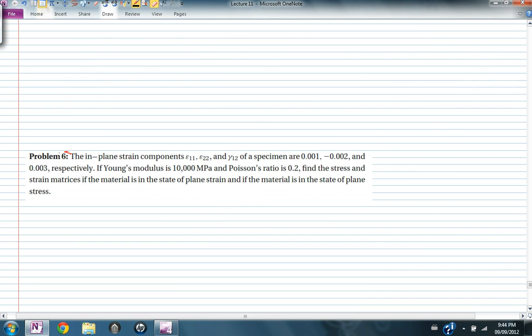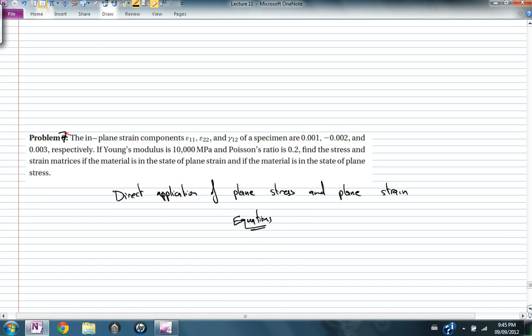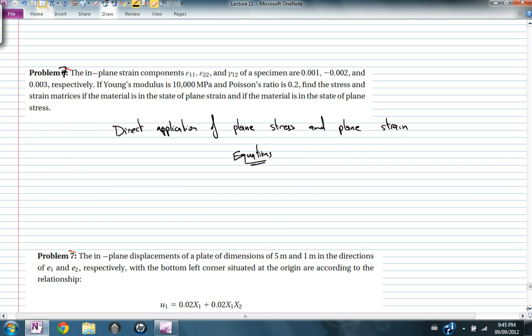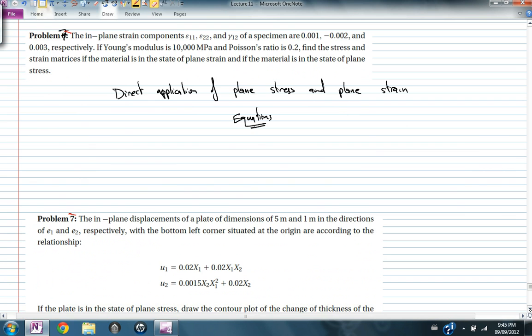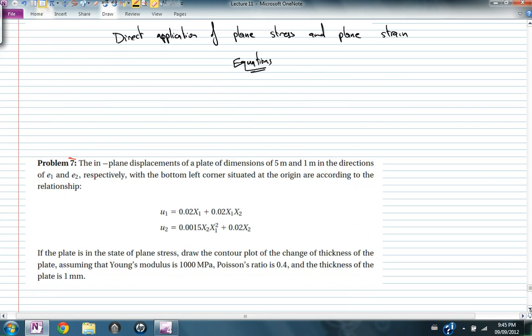So question number 7 is a direct application of the plane stress and plane strain equations, which are given with a more simplified version of the relationship between the stress and the strain. It relates 3 components of the stress with 3 components of the strain, because in plane problems most of the components are equal to 0. So I'm able to modify the relationship and make it a 3 by 3. I relate 3 strains to 3 stresses, and I use a simpler version of the constitutive law.